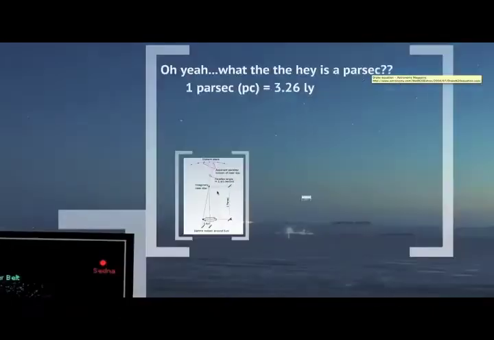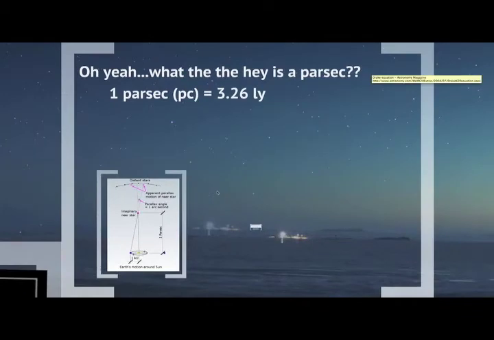Anyway, what is a parsec? I mentioned this thing called parsecs. I think we all intuitively understand what a light year is. We know what miles are, and I think we've heard about astronomical units before. Parsecs are maybe new to you. 1 parsec is equivalent to 3.26 light years.